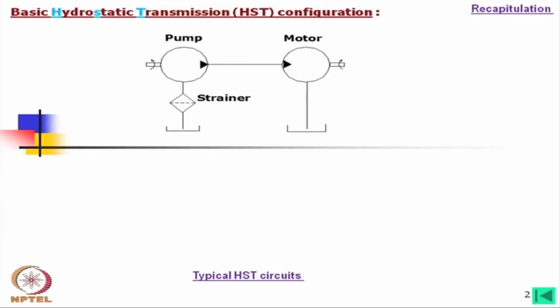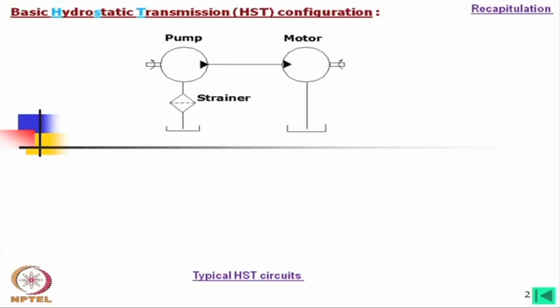Essentially, hydrostatic transmission should have one motor and pump. In that way, any hydraulics and pneumatics drive is a hydrostatic drive, because in that case there will be a pump or source of flow and pressure, and that flow and pressure is sent to an actuator which gives some motion. So, in that way we should say every system in hydraulics and pneumatics is a hydrostatic transmission.